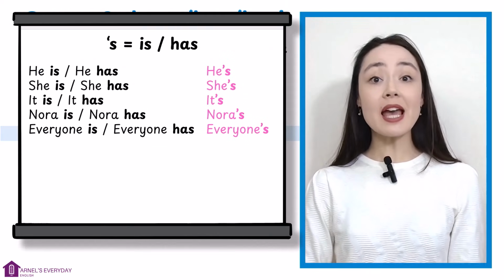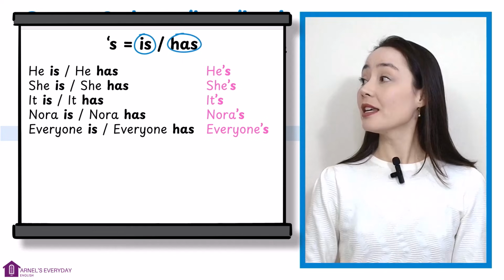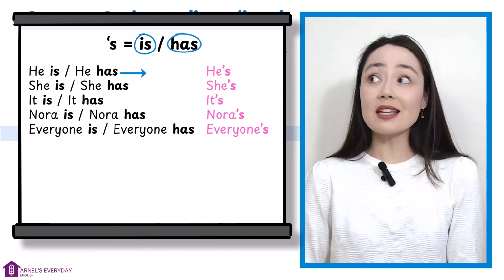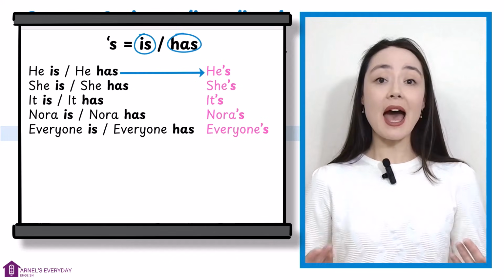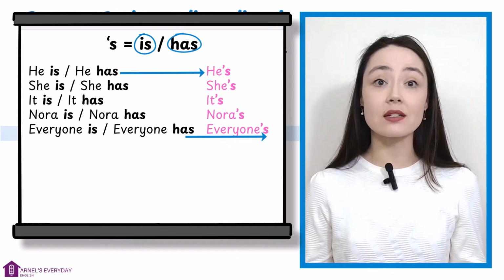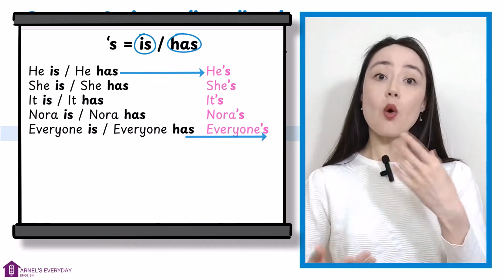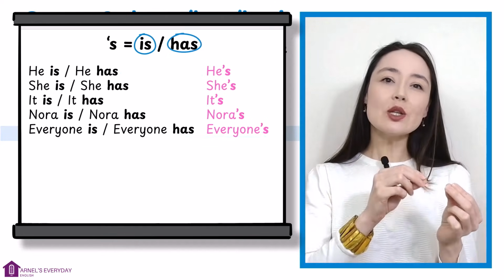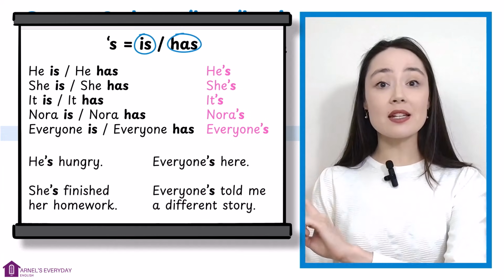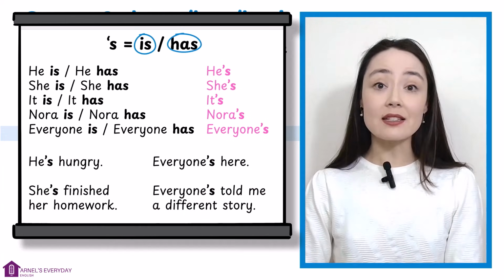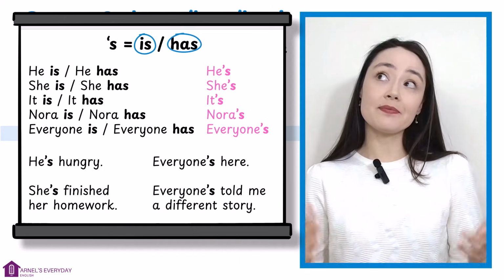Right. We need to take a look at something important. The apostrophe S can be is or has. He is or he has is he's. Everyone is or everyone has is everyone's. So how do you know if it is or has? You need to look at the word after it. I have 4 sentences here. Pause the lesson and decide if the apostrophe S is or has.